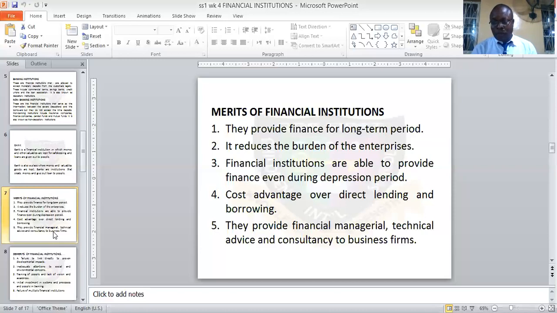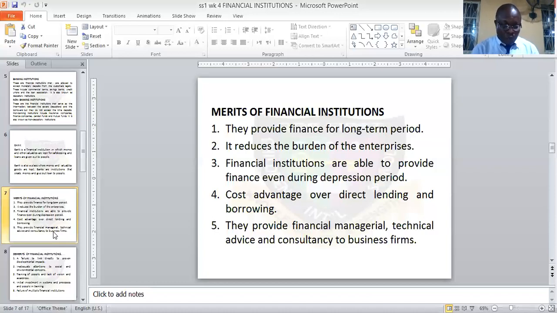Do you want to make use of this money to pay for rent? No. If you cannot answer this question properly, I don't think the bank or any financial institution will be able to grant that loan to you. So they will give managerial advice and technical advice on the purpose of what you want to make use of that loan for, before they can grant that loan to you.